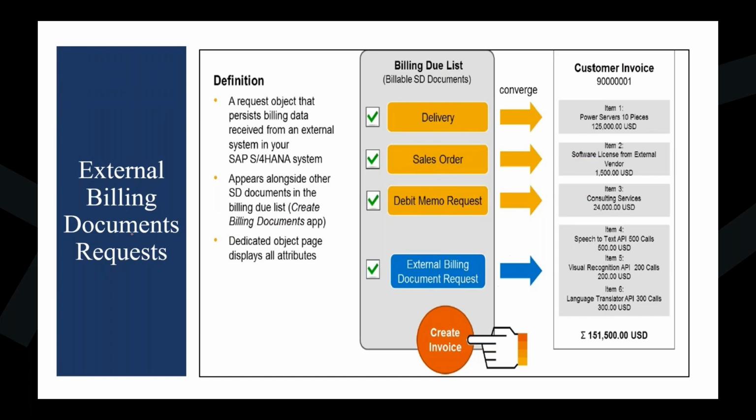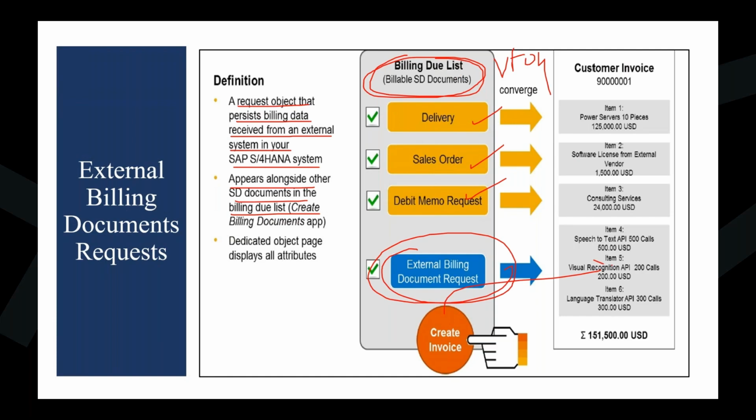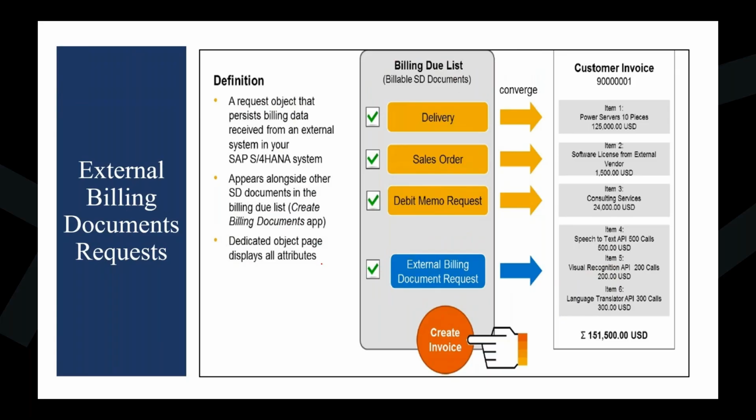This external billing request is a request object that persists billing data received from an external system into your SAP S/4HANA system. It appears alongside other SD documents in the billing due list. So in the billing due list, in the VF01 VF04 transaction, along with the delivery, outbound delivery, sales order and debit memo request, this also will appear. Then you will proceed for invoicing. A dedicated object page displays all attributes. I will show you how to create that.